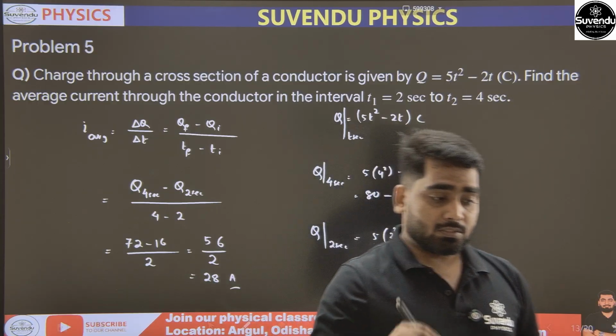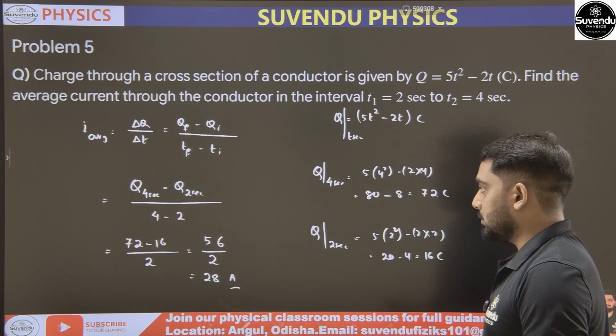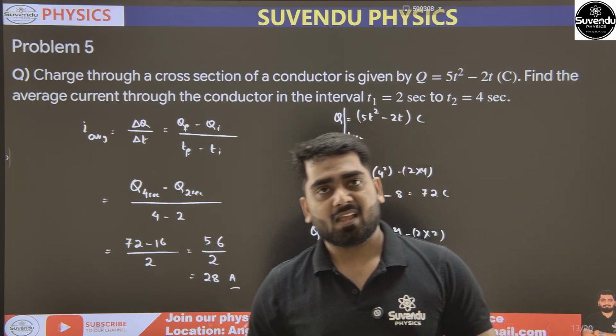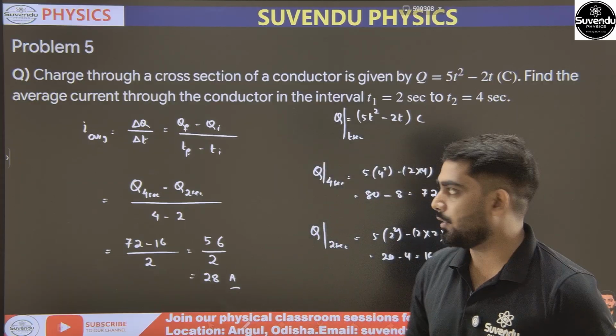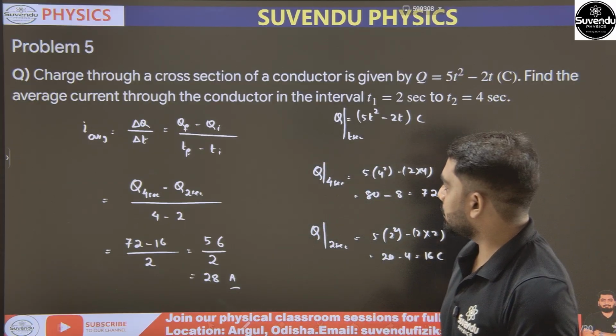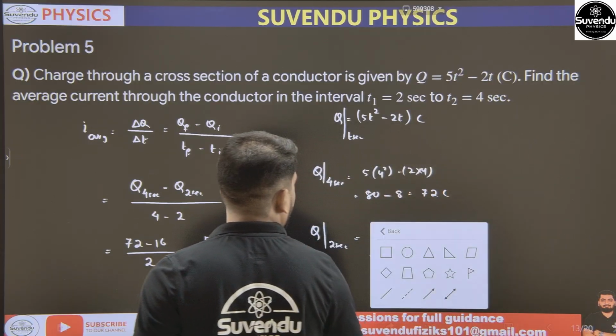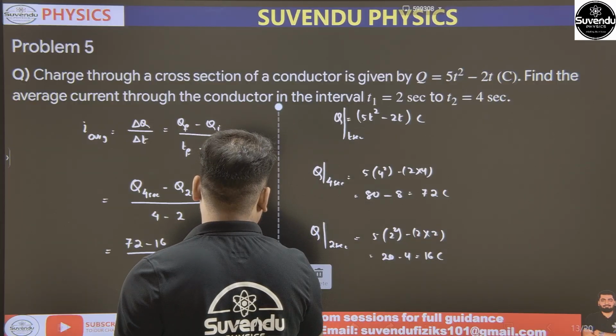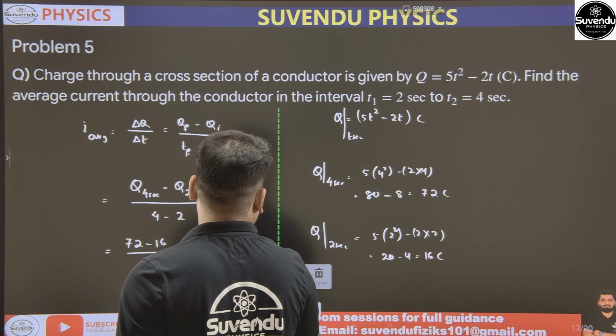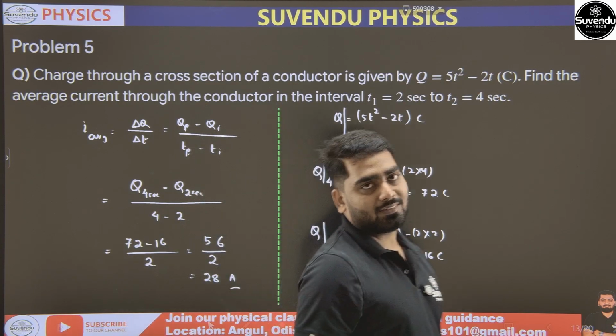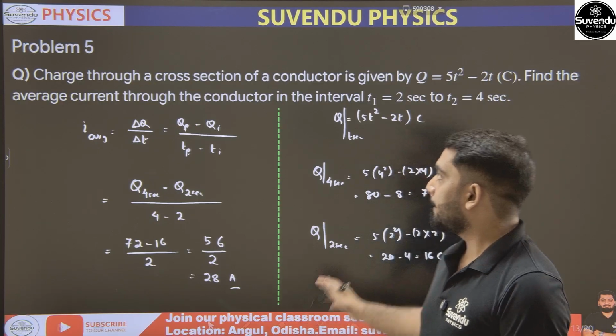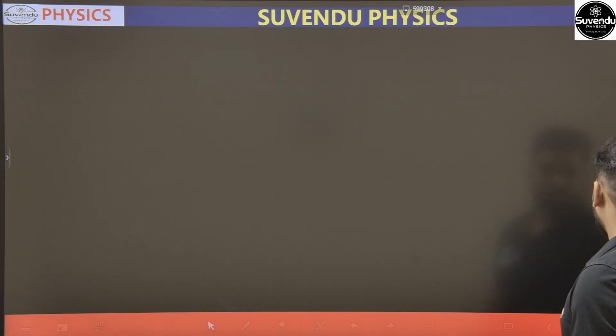The same question for the instantaneous case: I is equal to dq by dt, where we use differentiation. But in case of average current calculation, you have to keep this thing in mind, otherwise you will get 0 marks. Clear? This is about our problem number 5.